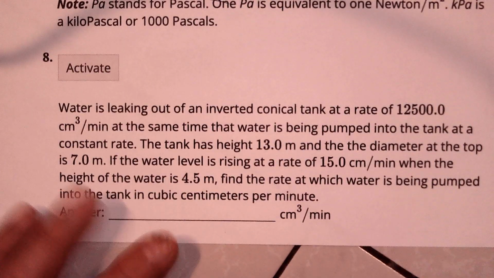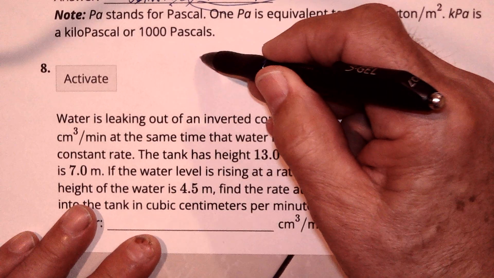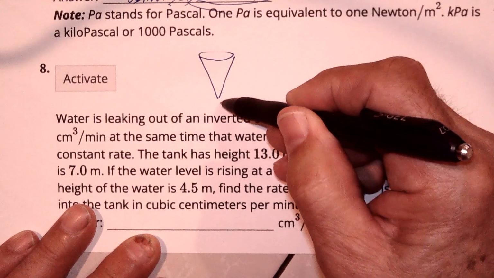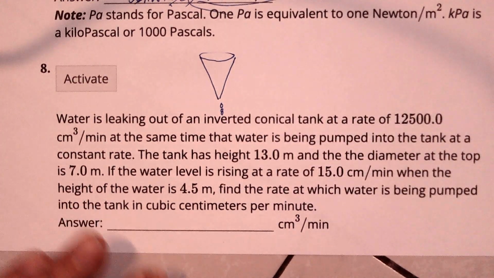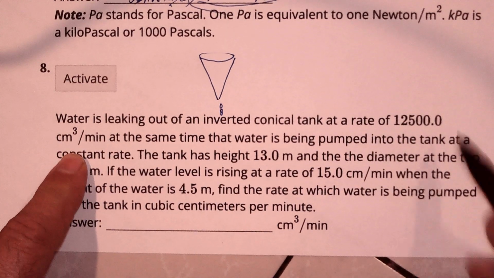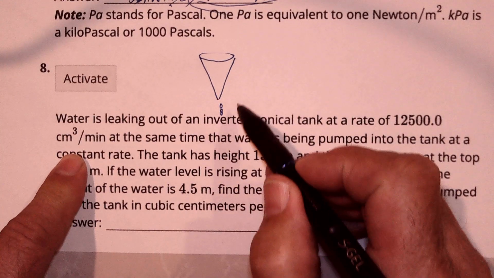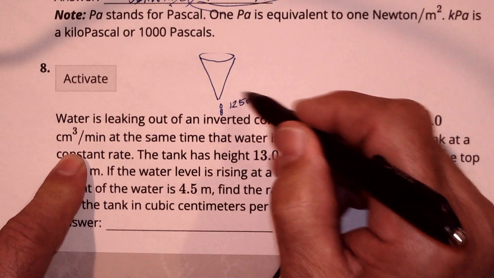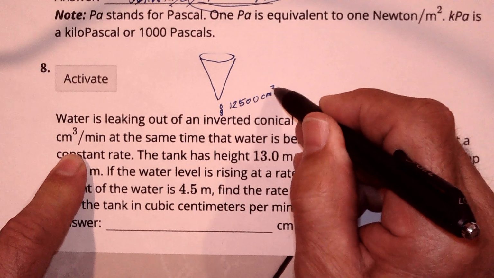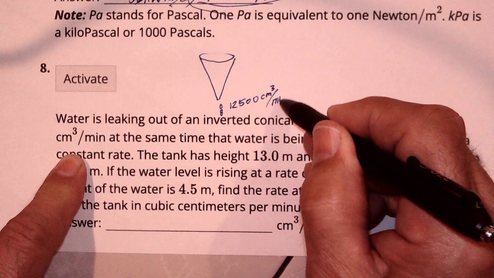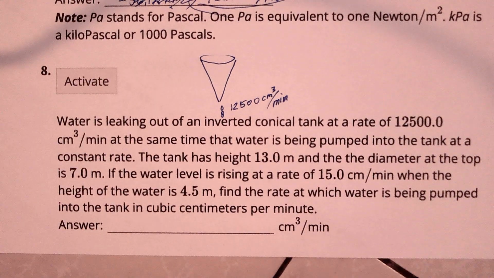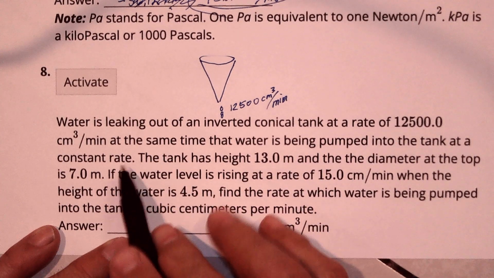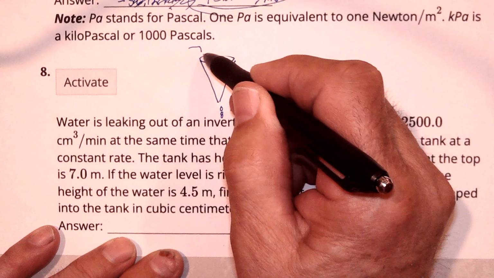Water's leaking out of an inverted conical tank. That's one that's on its nose. So it's dripping out pretty fast at 12,500 centimeters cubed per minute. At the same time, the water is being pumped into the tank at a constant rate. So there's water going in.